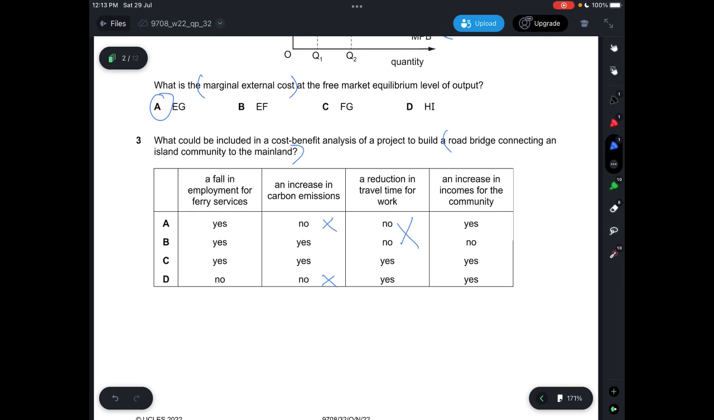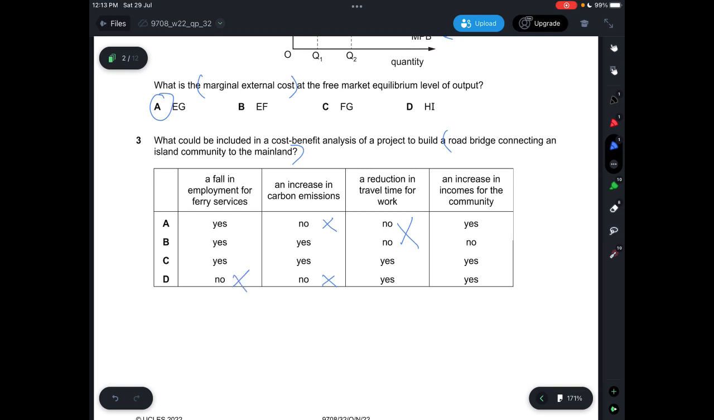And second of all, in relation with the first point, if there's a decrease in users, that means there's also a decrease in income. When there's a decrease in income, that means you do not require that many people to work in that particular area anymore. Therefore, it would result in a fall in employment, so D is incorrect.